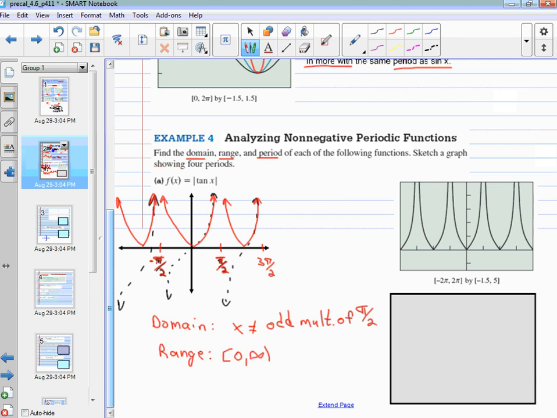I agree. 0 to infinity. Starts at 0 and heads up towards infinity. There's our range of this one. So sketch a graph showing 4 periods. Oh, here's a graph showing 4 periods right over there from the calculator. So I just happen to have 3 periods on mine, but you can add another one in.